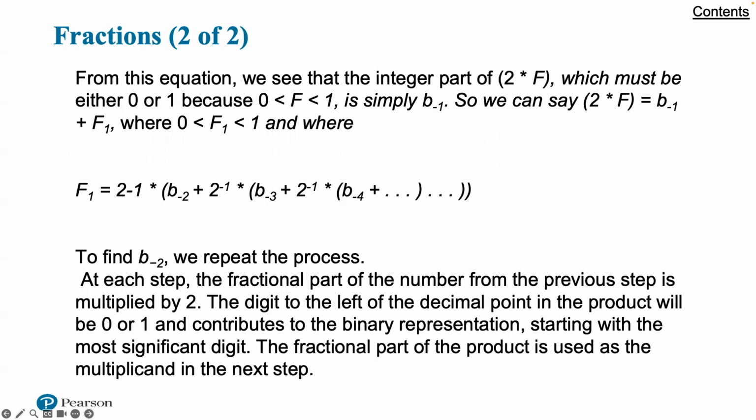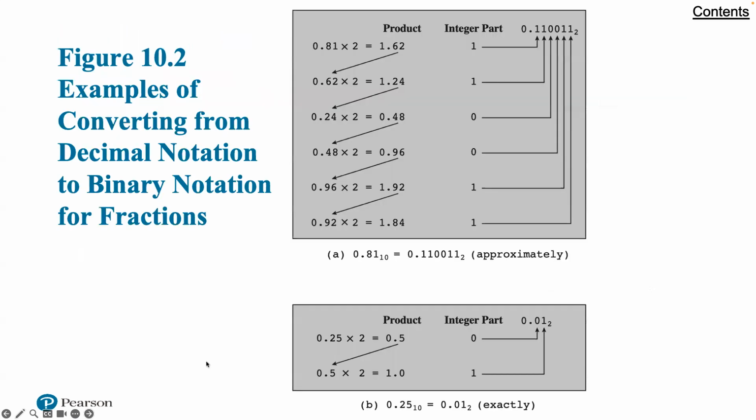Therefore, the conversion algorithm involves repeating multiplication by 2 at each step. The fractional part of the number from the previous step is multiplied by 2. The digit to the left of the decimal point in the product will be a 0 or 1 and contributes to the binary representation, starting from the most significant digit. The fractional part of the product is used as the multiplicand in the next step. Okay, so figure 10.2 shows two examples, and so we can see that here.